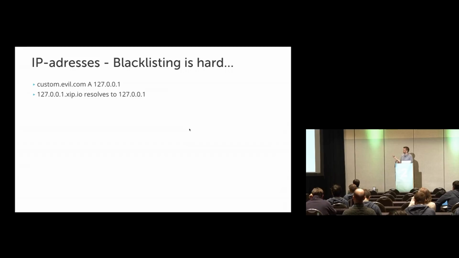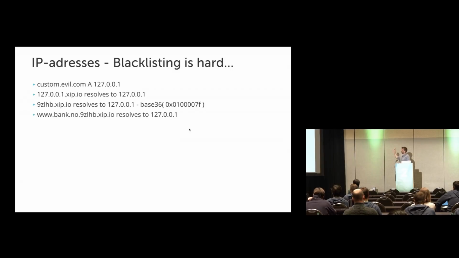So someone actually set up a service for this. If you do 127.0.0.1.zip.io, that's going to resolve to the IP in front. And you can base 36 encode it as well. So in this case, it still resolves to 127.0.0.1. And we can add stuff in front of that as well to make it even more convoluted.